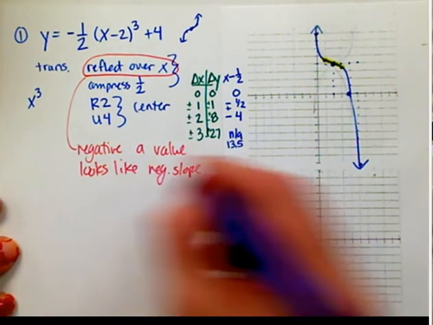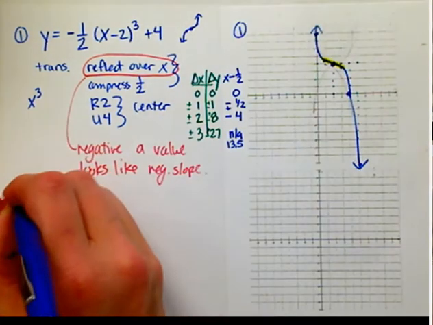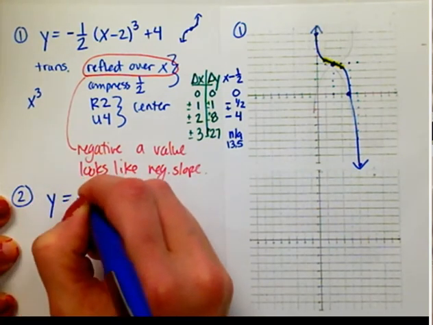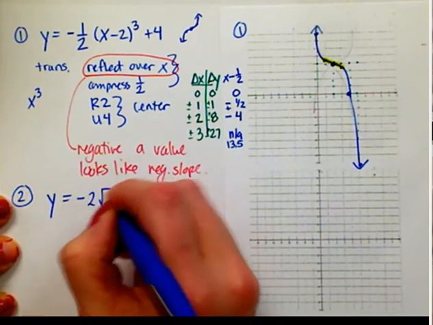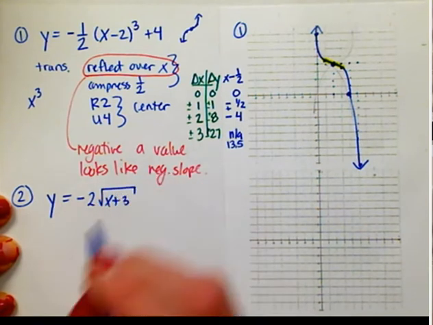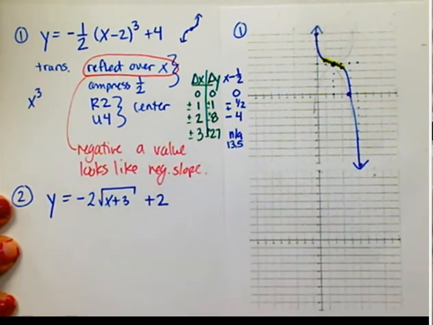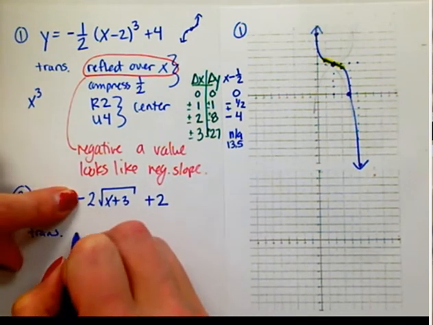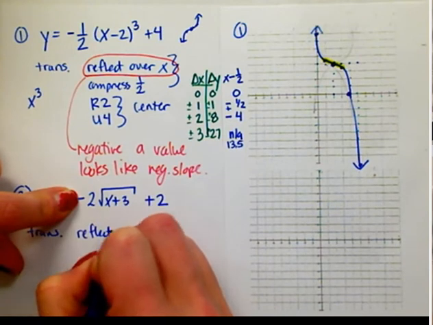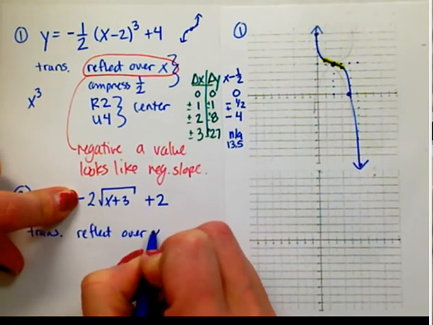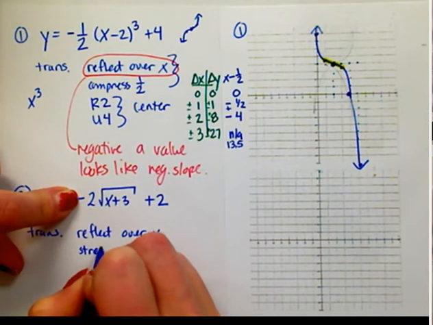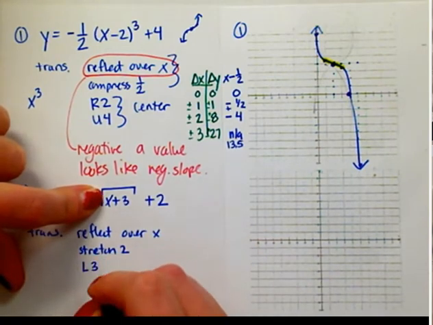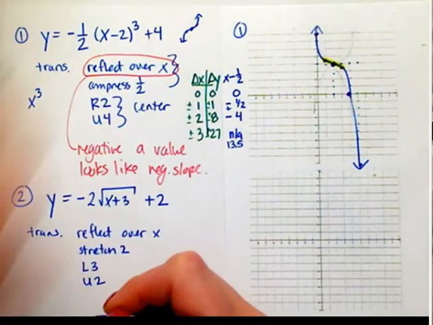Okay, let's go ahead and do a second example. Let's mix it up. Let's do y equals negative 2 root x plus 3 plus 2. Okay, let's write down our transformations. Reflect over x. Stretch 2. Left 3, up 2.